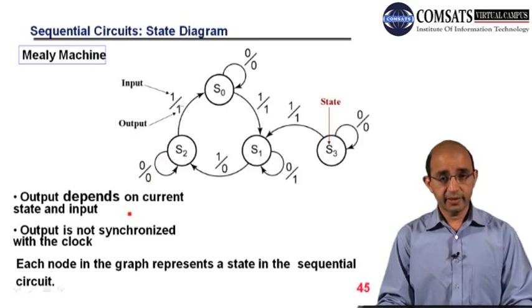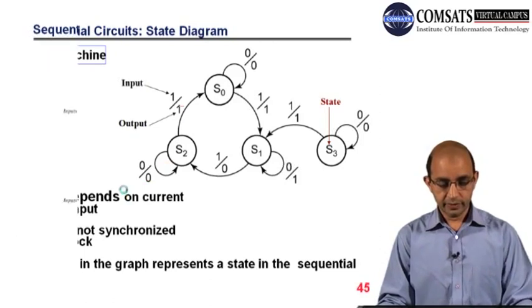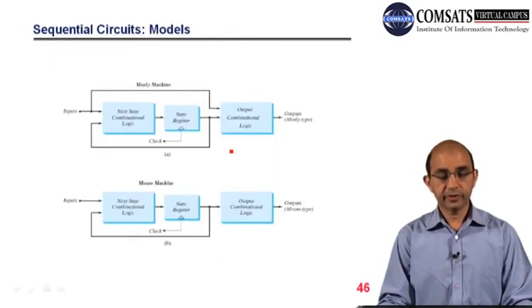Moreover, there is another very key difference: the output is not synchronized with the clock. So here we have the models, regarding the block diagram. You can see that here we have the Mealy machine, and here we have input. This is the combinational logic for the next state, and this is the combinational logic for the output, and this is the state register.